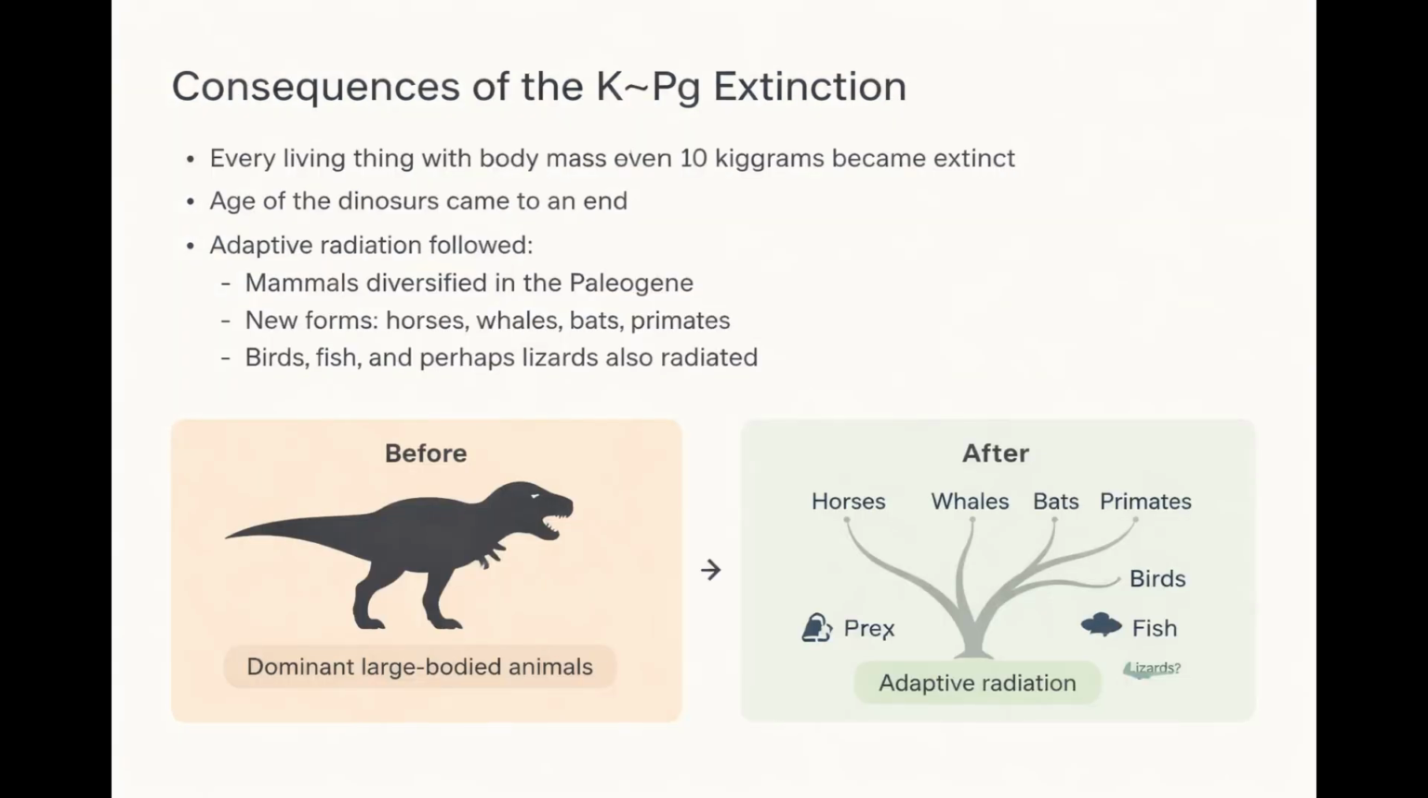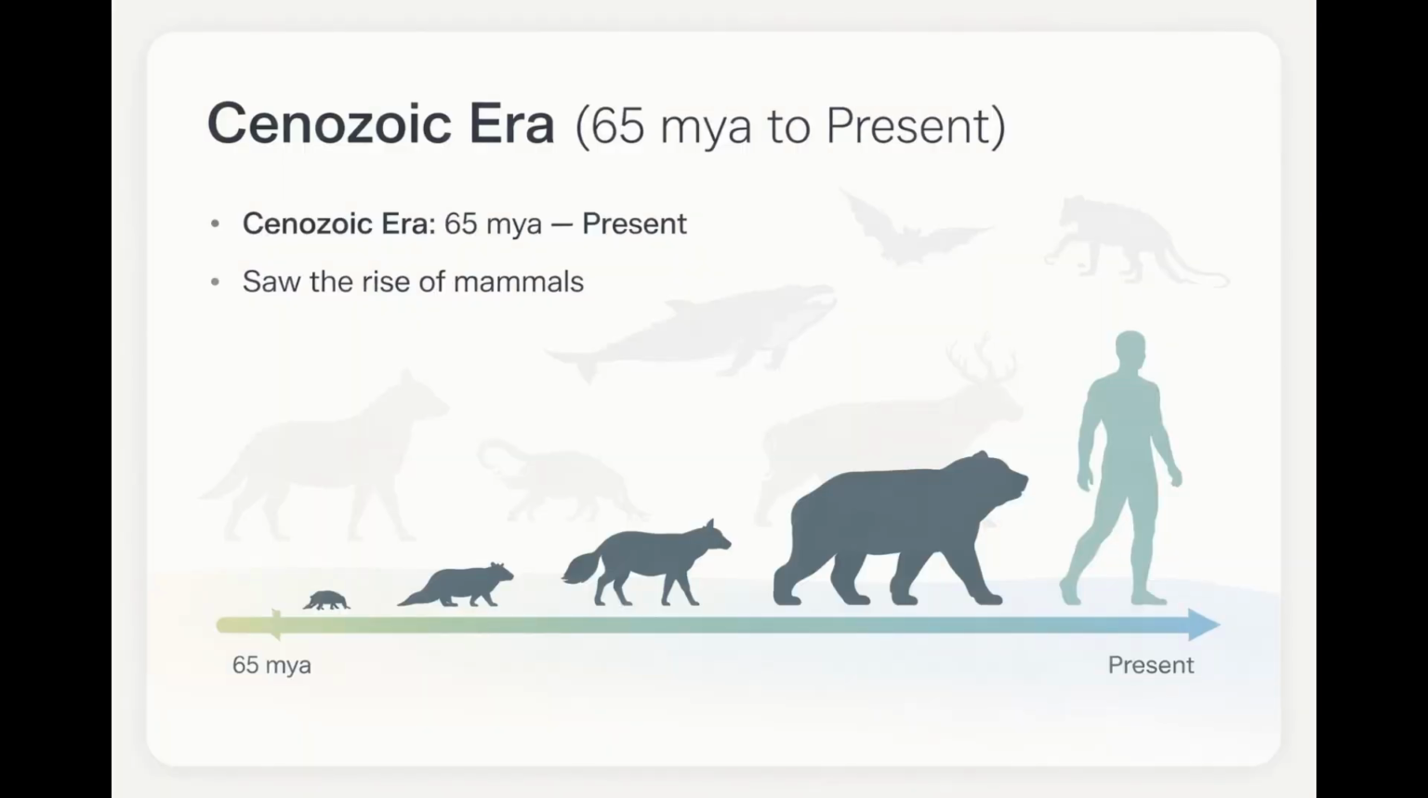The material describes dramatic consequences. It states that every living thing with a body mass over 10 kilograms became extinct, and that the age of the dinosaurs ended. Afterward, many groups underwent adaptive radiation, meaning a sudden and prolific diversification into new forms and species. Mammals diversified in the Paleogene, producing lineages such as horses, whales, bats, and primates. The source also notes that birds, fish, and perhaps lizards radiated as well, filling ecological roles that had been opened up by the extinction. The Cenozoic era extends from about 65 million years ago to the present.